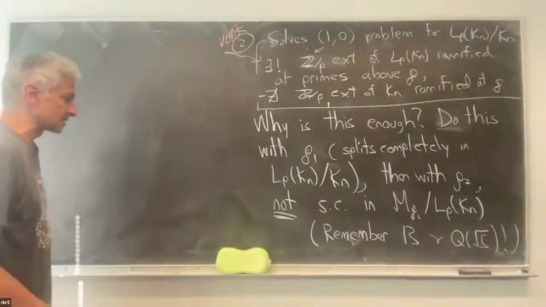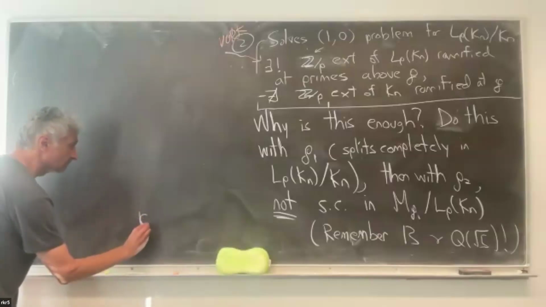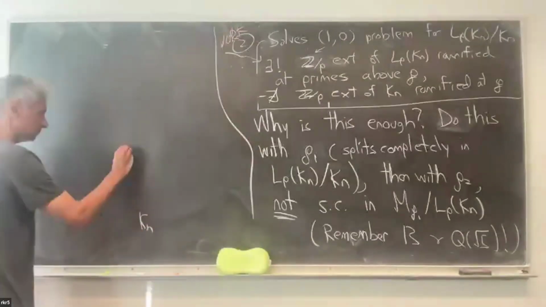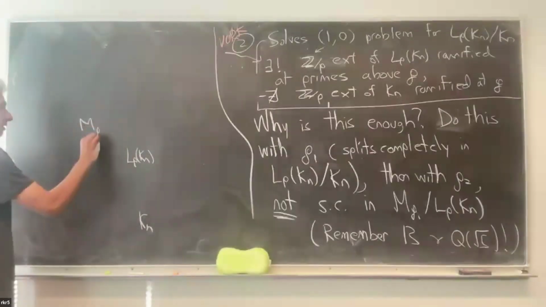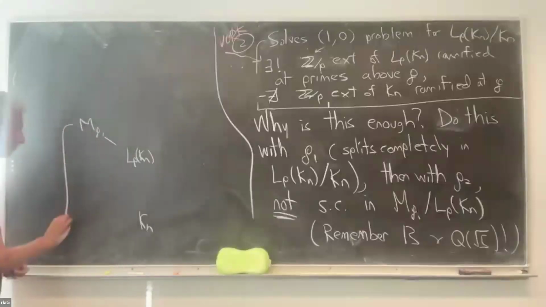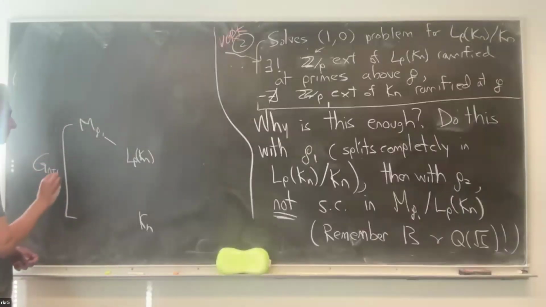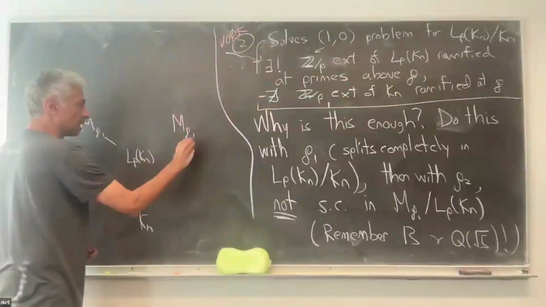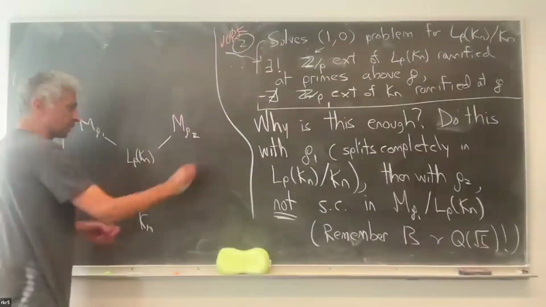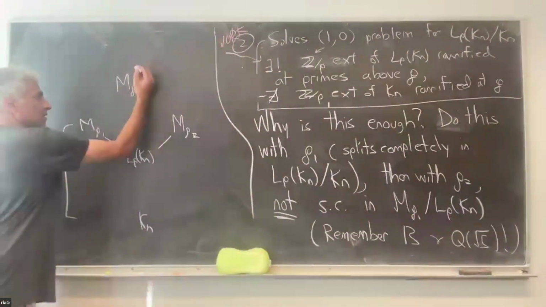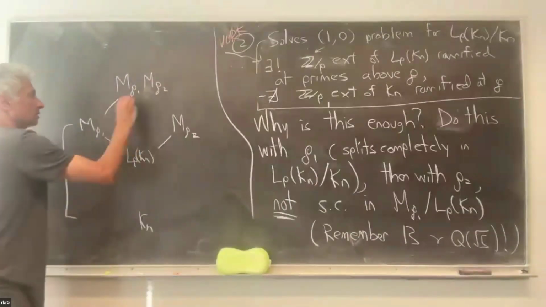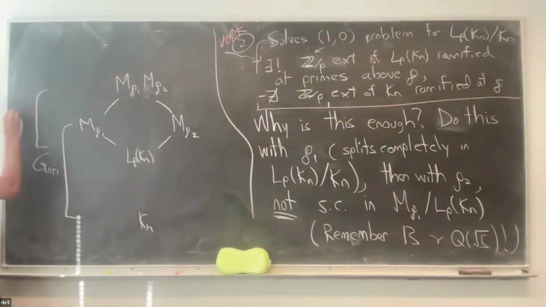Okay, so we're going to have these two things. There's a solution to my problem, except it's ramified at P1. There's a solution to my problem, except it's ramified at P2. That Galois group is Z mod P cross Z mod P.